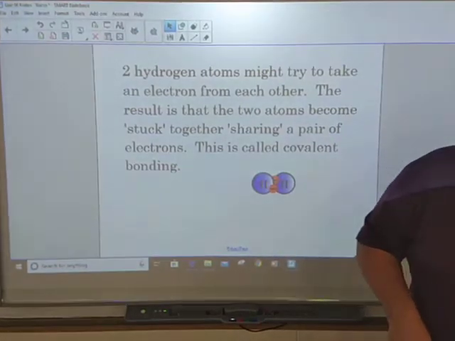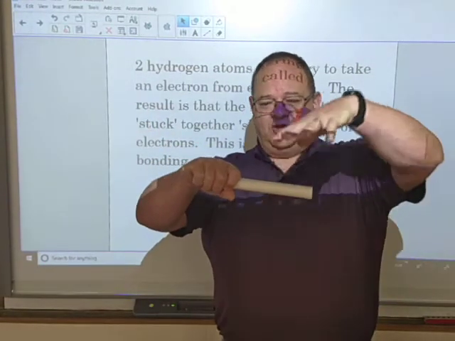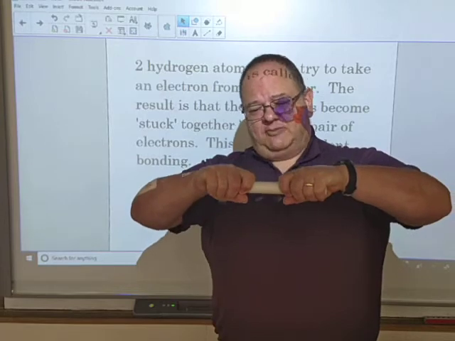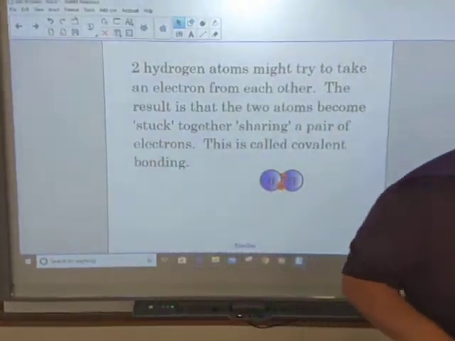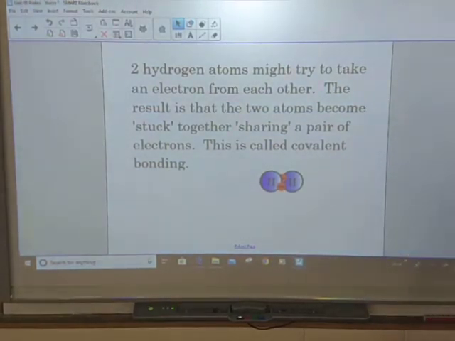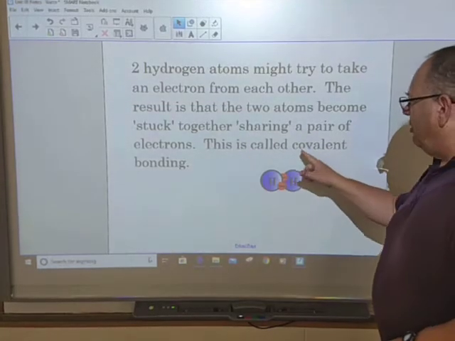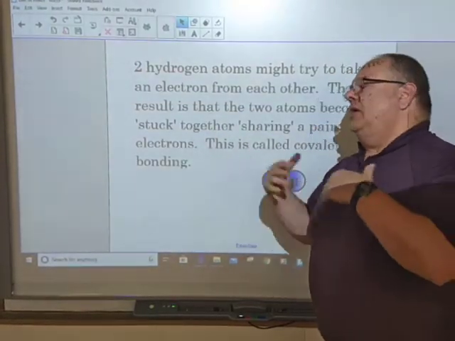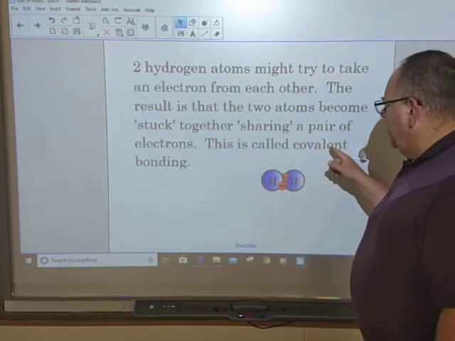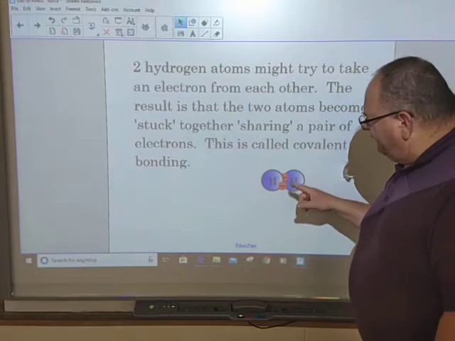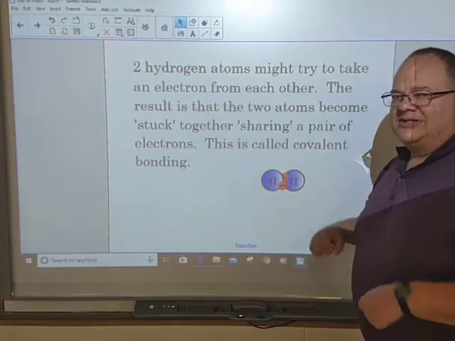Picture that: here's an atom over here that's grabbing hold of electrons, and here's an atom over here grabbing hold of electrons. And because they're both grabbing the same electrons, they're stuck together. So this is called a covalent bond. Just to get into the word a little bit, co means together, and valence, energy level, refers to the outermost electrons. So this is kind of saying they've put their outermost electrons together.